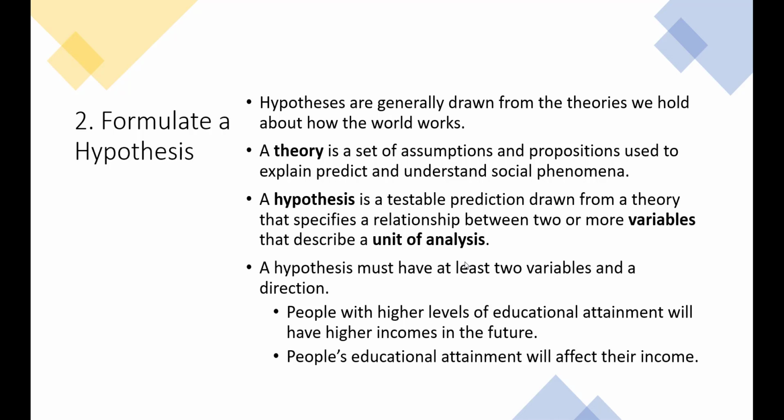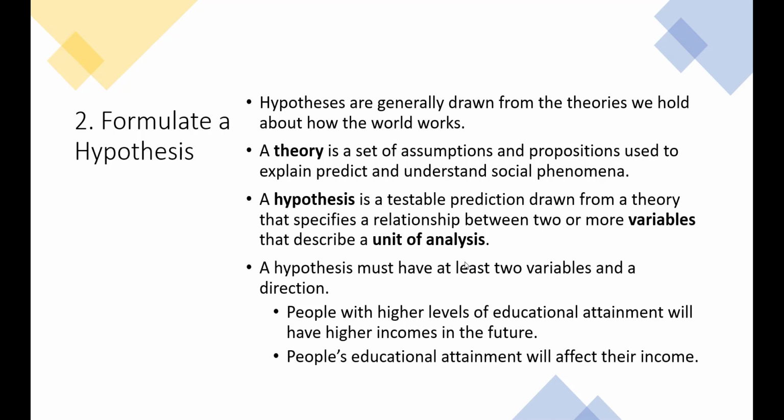in the same direction. We could completely rephrase this hypothesis as people with lower levels of educational attainment will have lower incomes in the future, and this again would also be a positive relationship because as educational attainment went down, income goes down as well.